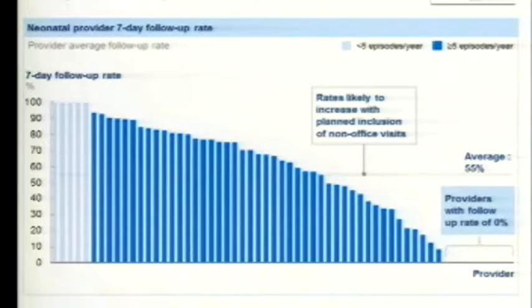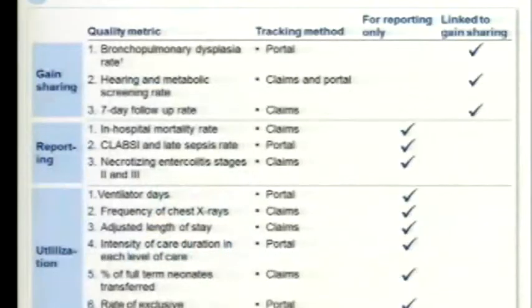One is the BPD rate, the report, metabolic screening and hearing rate, and most institutions are doing very well on that with a few outliers. And that's something you can control. And then the 7-day follow-up rate, and again, as we've talked about, we're looking at least to be in the pack and not be an outlier. Would you want to comment on the BPD rate as part of an accountability measure?